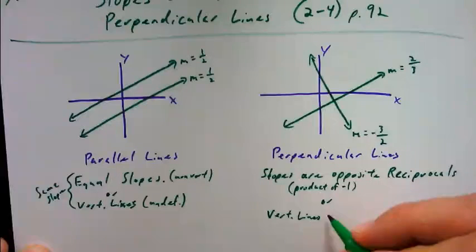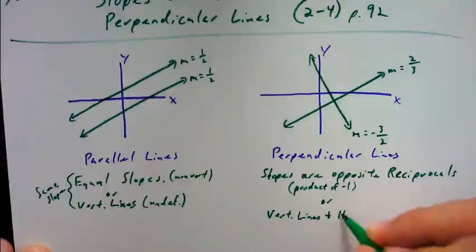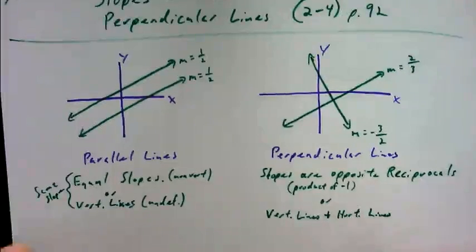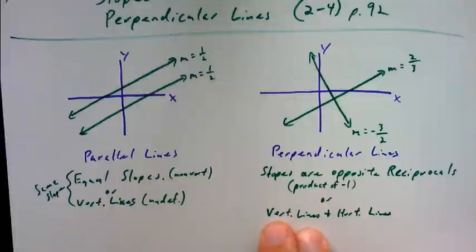Vertical lines and horizontal lines are perpendicular. So again, vertical lines and horizontal lines, those have to be perpendicular. One has a slope of 0, the other is undefined.